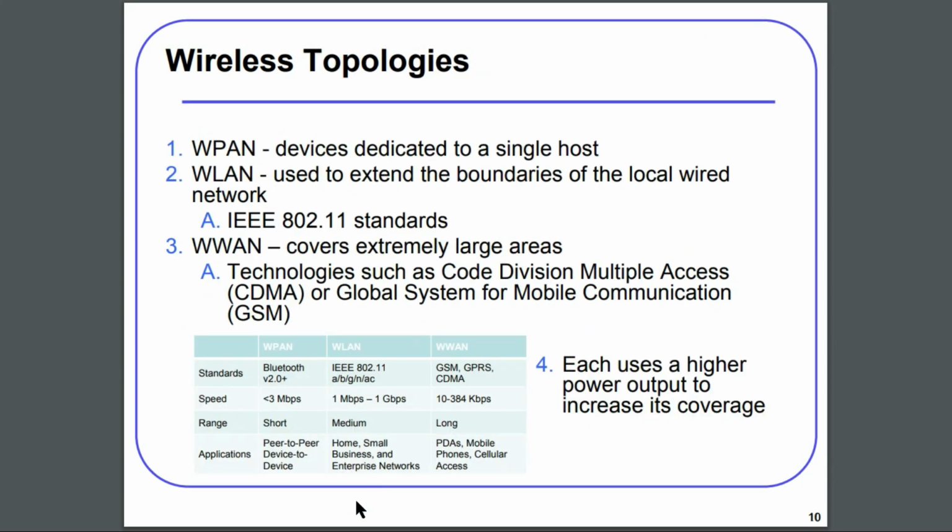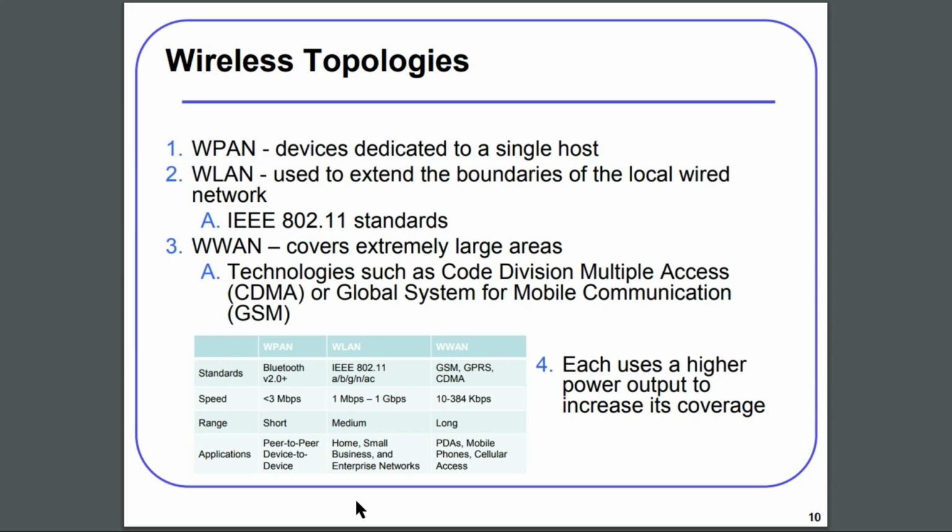In this slide, we can see the different types of wireless topologies. First one is WPAN, devices dedicated to a single host. WLAN is used to extend the boundaries of the local wired network, that is the IEEE 802.11 standards. Third one is WWAN, which covers extremely large areas, with technology such as code division multiple access, CDMA, or global system for mobile communications, GSM. Below are these wireless topology standards, speed, range, and applications.